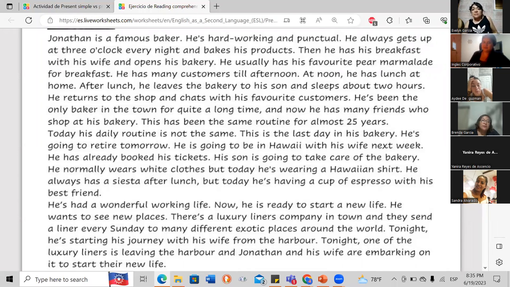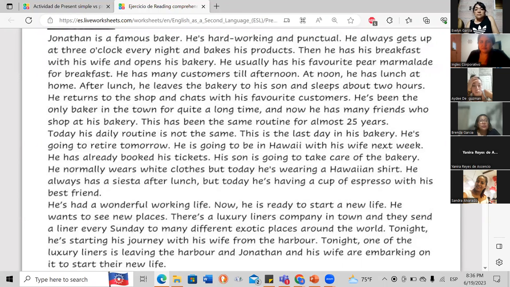Jonathan is a famous baker. He's hardworking and punctual. He always gets up at 3 o'clock every night and bakes his products. Then he has his breakfast with his wife and opens his bakery. He usually has his favorite pure marmalade for breakfast. He has many customers till afternoon. At noon, he has lunch at home. After lunch, he leaves the bakery to his son and sleeps about 2 hours.